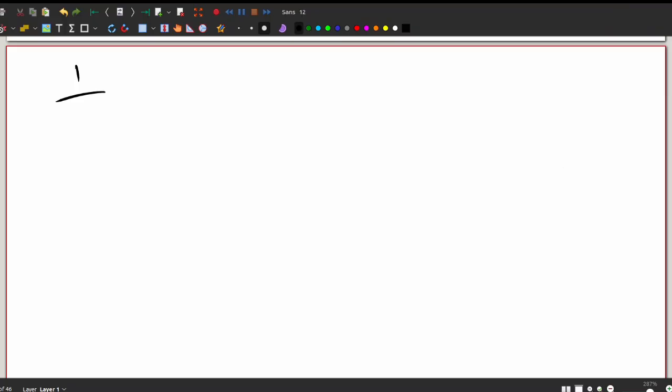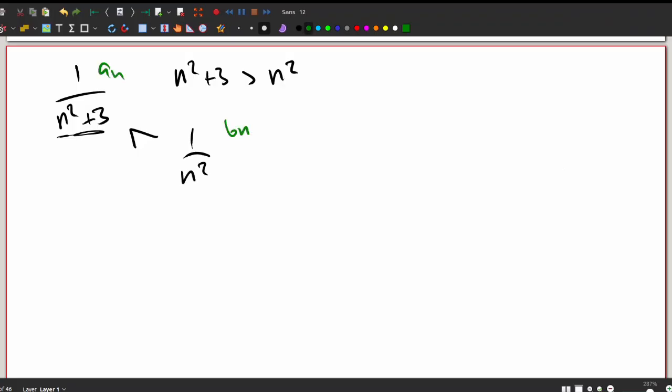Let's suppose our series is 1 over n squared plus 3. Now, for very large n, the n squared term will be dominant. However, n squared plus 3 is always going to be greater than n squared, because n is just an integer. And therefore, we can say that 1 over n squared plus 3 will always be less than 1 over n squared. So we're going to say that this is our a of n, this is our b of n.